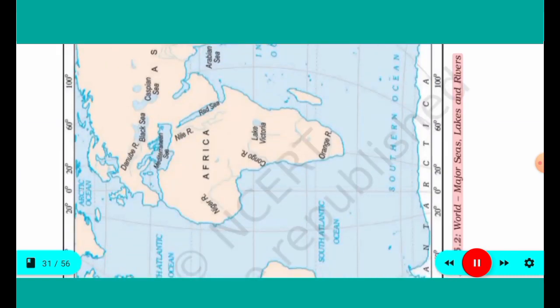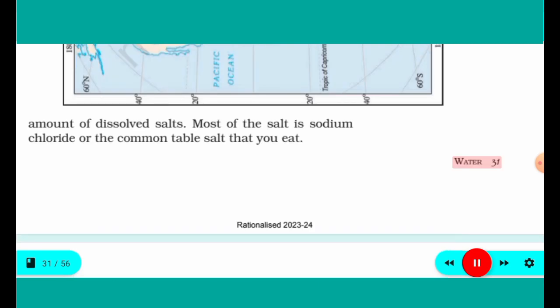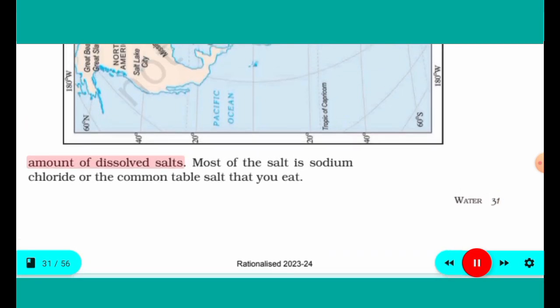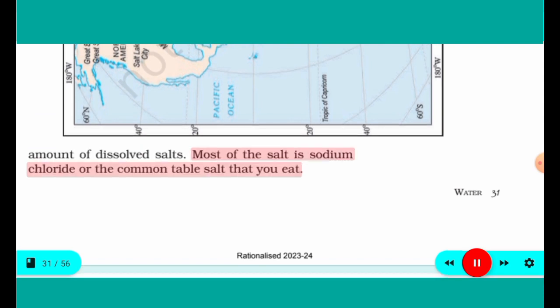Fig. 5.2. World, major seas, lakes and rivers. Amount of dissolved salts. Most of the salt is sodium chloride or the common table salt that you eat.